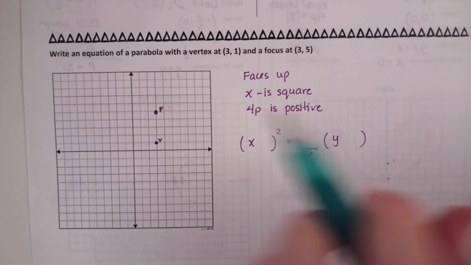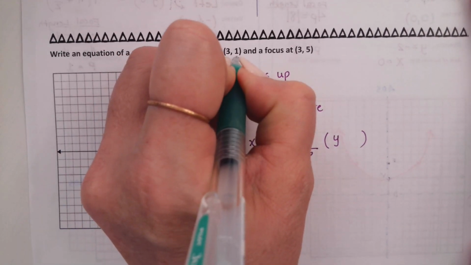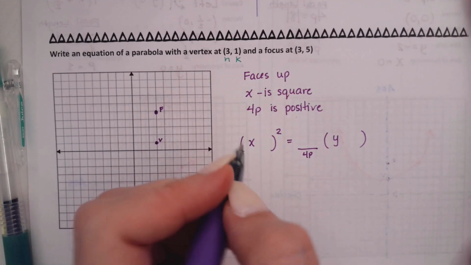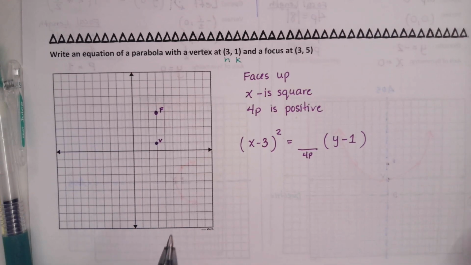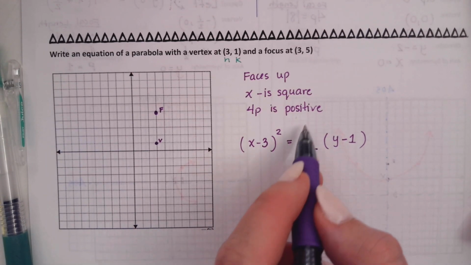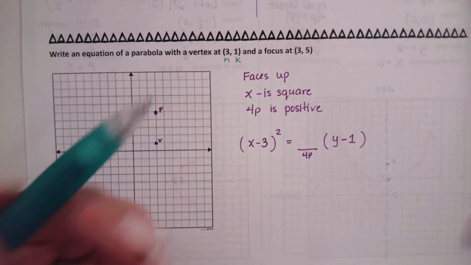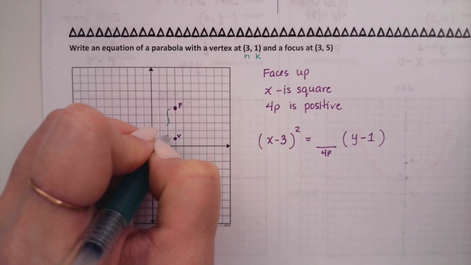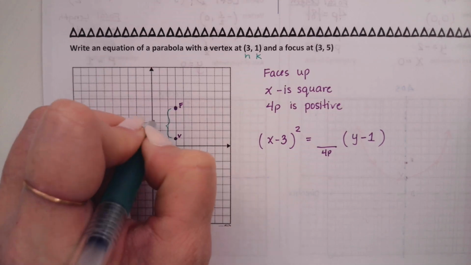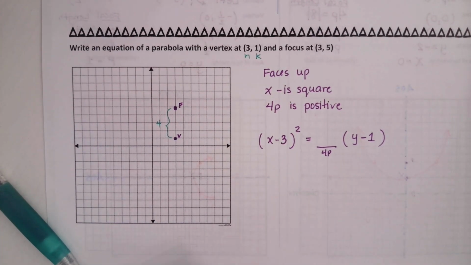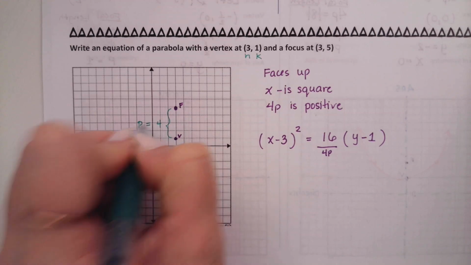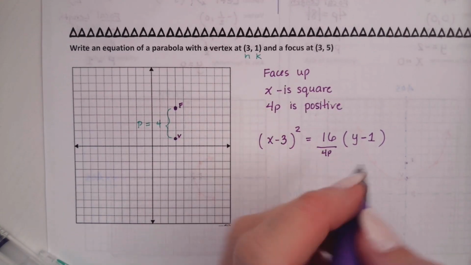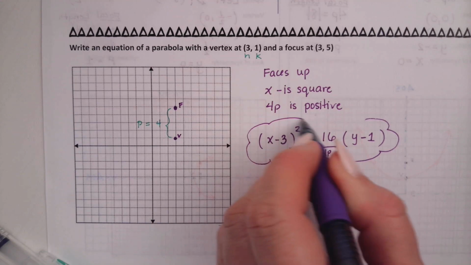Yeah, you already know your HK. You're actually given the HK. Right here is your HK. So you'll have x minus 3 and y minus 1. And then lastly, just figuring out our focal length number 4p to go here. You can count this number right here. 1, 2, 3, 4. That has a distance of 4 up. So this should be 4 times 4, 16, because this should be just what p is. That's it. That's the whole equation. And we knew it was positive because it faces up.